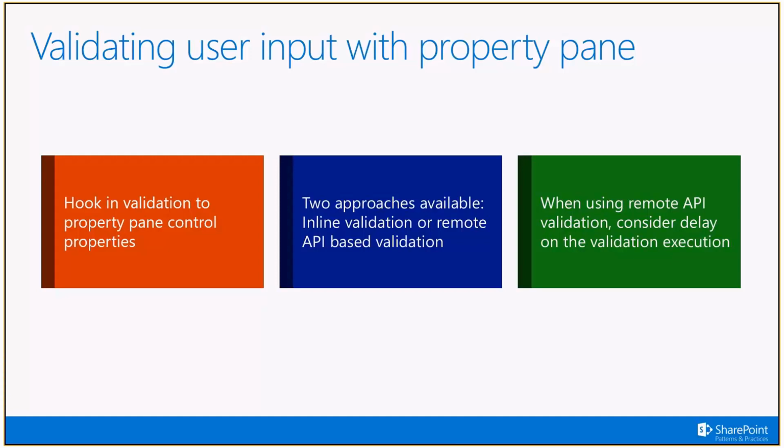To be fair, for that particular use case, maybe a drop-down showing the available lists from the site would be better. But I think it's a good scenario for showing how this can be achieved. Whenever you're doing this validation, especially for remote APIs, you want to consider a delay on the validation execution. So you don't start validating the entry immediately. You rather wait for the end user to complete and the remote API to be executed, because there might be a small delay in getting responses back from the remote API.